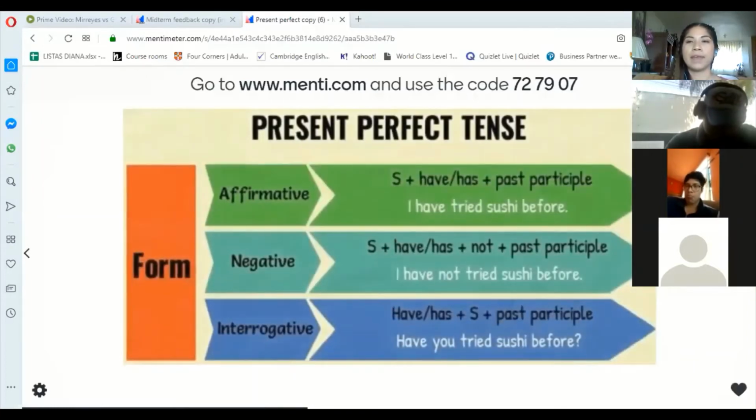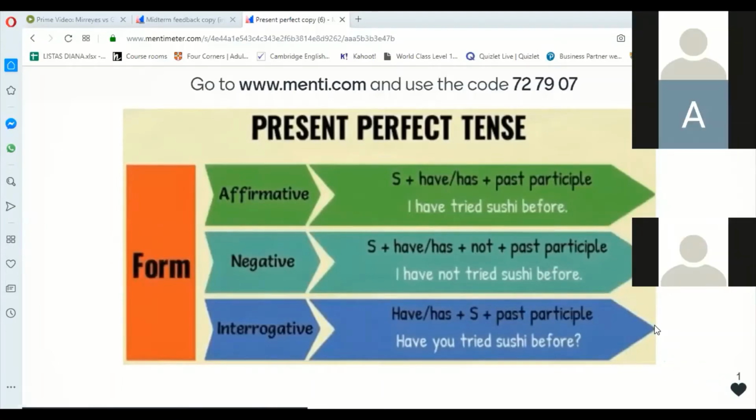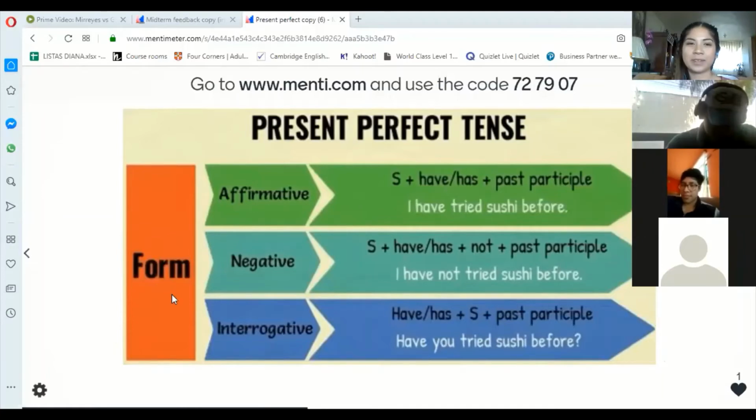Now the structure. Please, Estrella, tell me the name of one person. Jorge. Okay, Jorge. Could you please help me here? We're going to read affirmative and the example. Affirmative: subject plus have or has plus past participle, and the example is, I have tried sushi before.